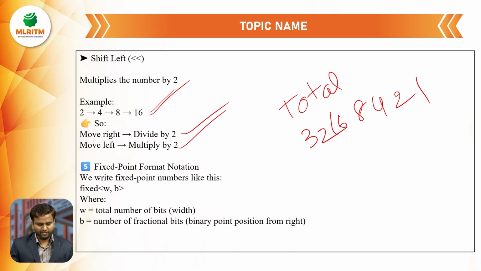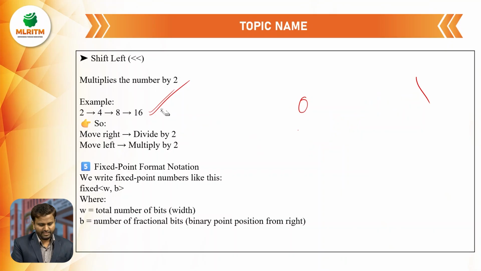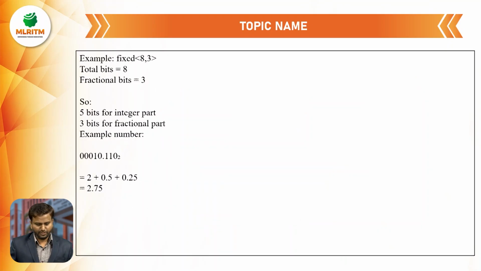And a fixed point formal notation is, we need to write a fixed point number like this: fixed w comma b. Here w is the total number of bits and b is the number of fractional bits, the binary point position from the right. The number of fractional bits, the bits after the point on the right side, will be considered as b, and the total number of bits is w.